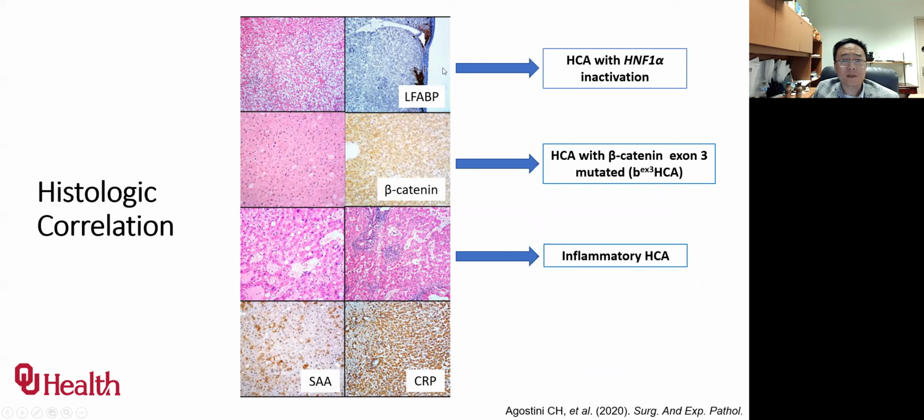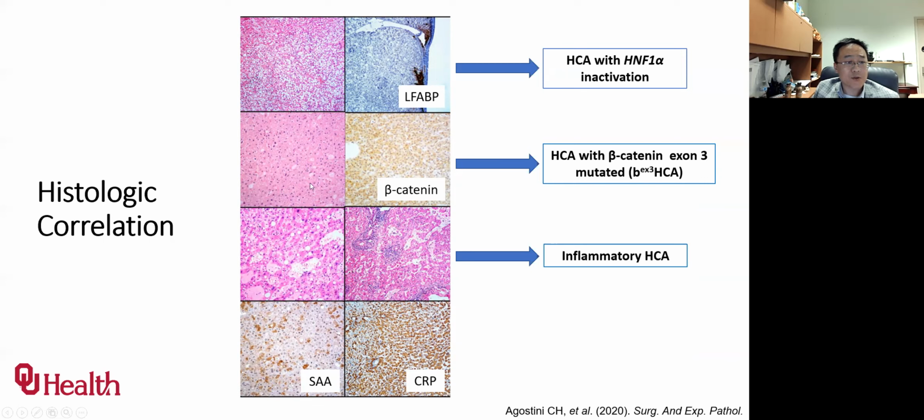And this is HCA with HNF inactivation. As you can see, it characteristically has steatosis with loss of liver fatty acid binding protein by IHC. And this HCA with beta-catenin exon 3 mutation has some cytological and architectural atypia.